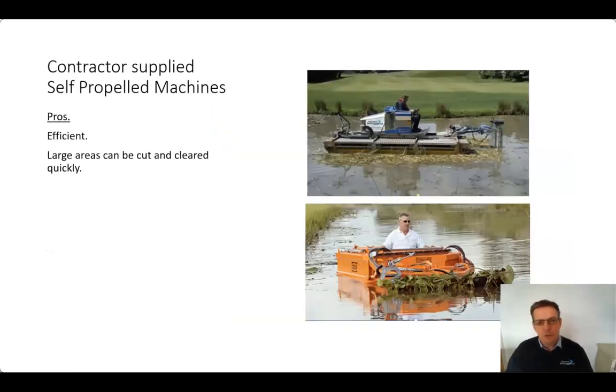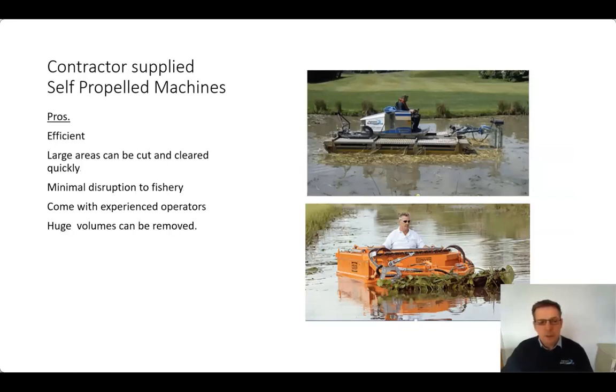Contractor supplied machines. Benefits of these are they're efficient and large areas can be cut and cleared quickly with minimal disruptions to fisheries. They come with experienced operators and huge volumes can be removed. Some machines are amphibious, such as ours, and cost around £750 to £850 a day.